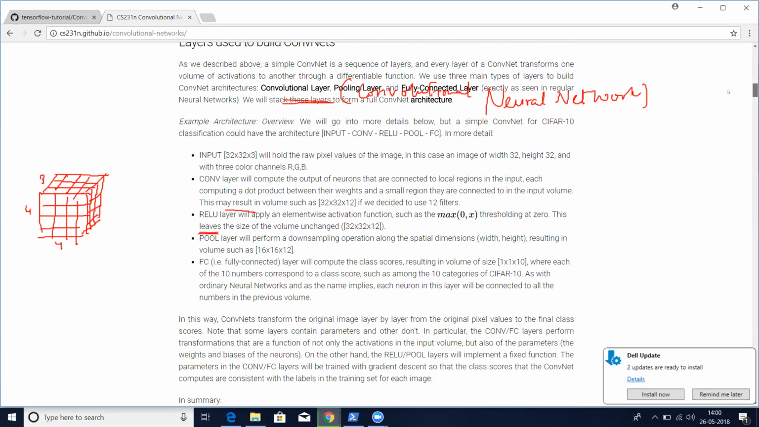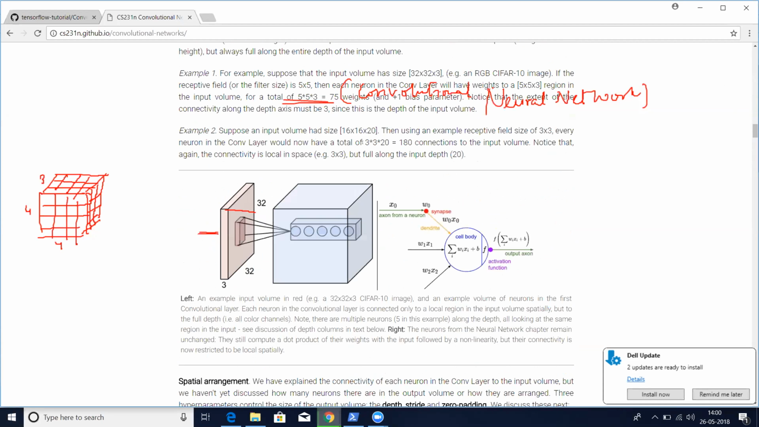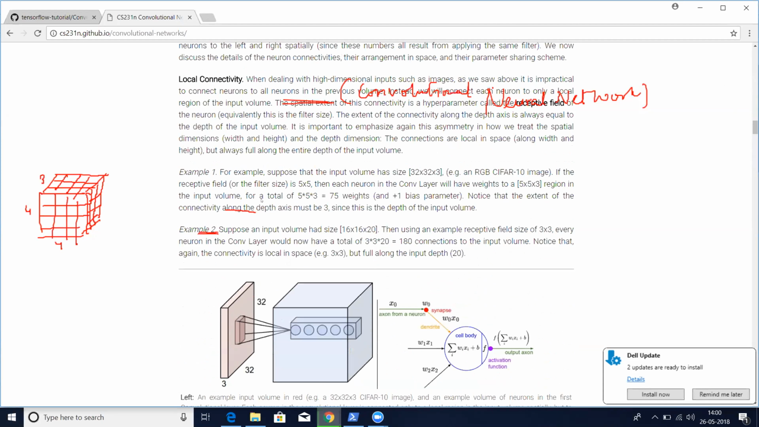So what happens is, take this example. Suppose the input has a size of 32 cross 32 cross 3. This is the input data. And the filter size is 5 cross 5.